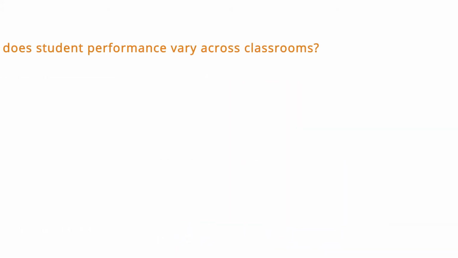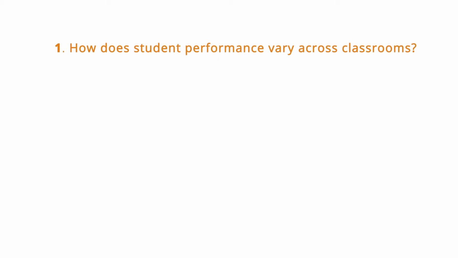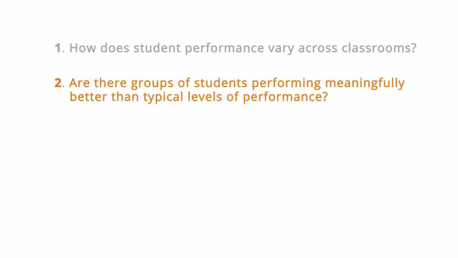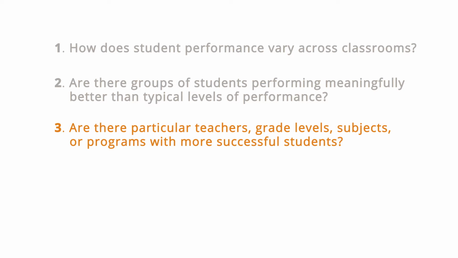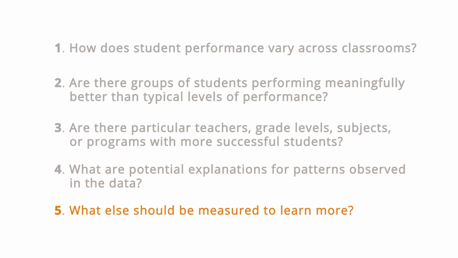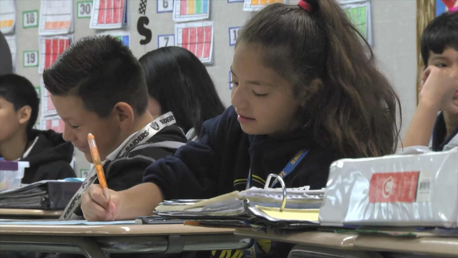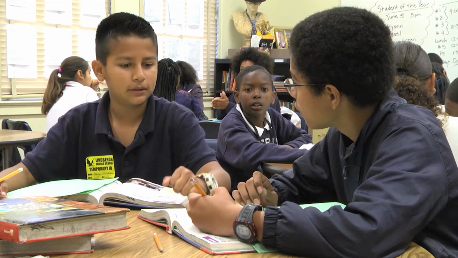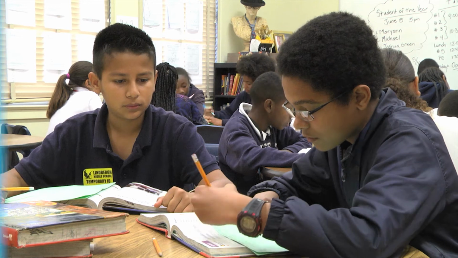Together, you will use the data to consider questions such as the following. How does student performance vary across classrooms? Are there groups of students performing meaningfully better than typical levels of performance? Are there particular teachers, grade levels, subjects, or programs with more successful students? What are potential explanations for patterns observed in the data? And what else should be measured to learn more? The purpose of asking these questions is to find classrooms in which the measures suggest that unusually effective practices are occurring. Directing your team's exploration on those classrooms and teachers will help focus the search for exceptional teaching practices.